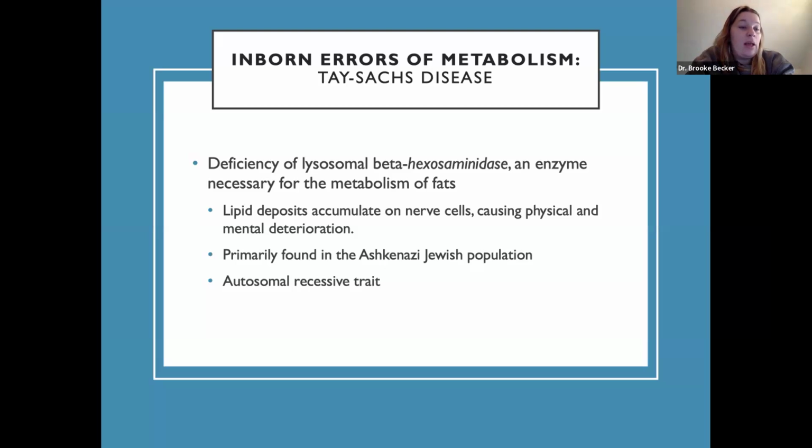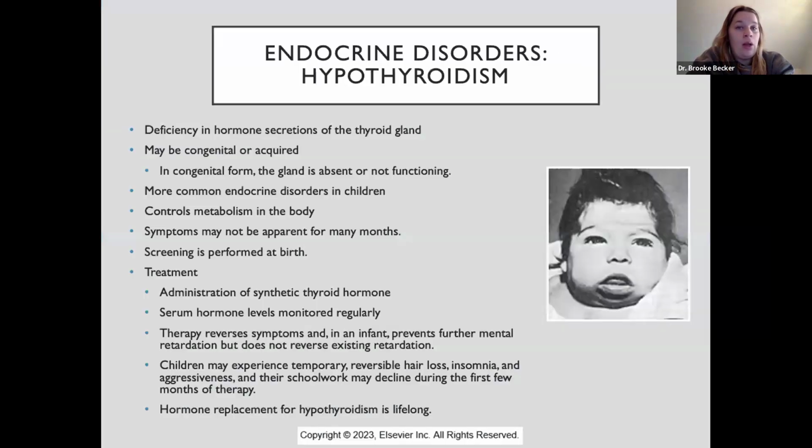So that's a hard one because, like I said, babies are normal until they have too many lipid deposits in their nerve cells, and then their growth and their mental deterioration starts. Hypothyroidism. This is obviously low thyroid, so a deficiency in the secretion of thyroid gland, whether it's thyroid stimulating hormone or your thyroid hormones like T4 or T3. It can be congenital, so it can be something that babies are born with, which means that the gland is absent or totally does not function, or it's something that's acquired, so it happens later in life.